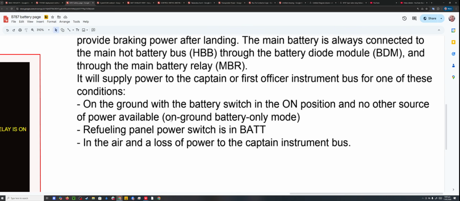Now, I tell you now, they didn't think they were designing this for a time where it would take a while for the battery to turn on. No, this is no break. Okay, the captain needs his instruments, and it takes care of that until the ram air turbine deploys.